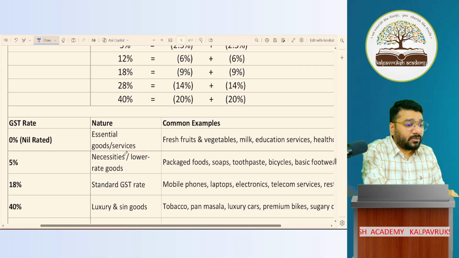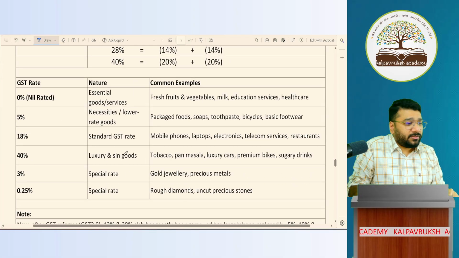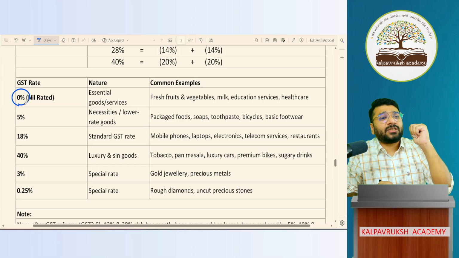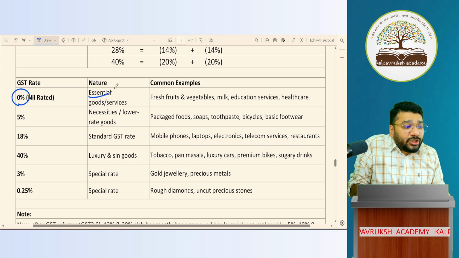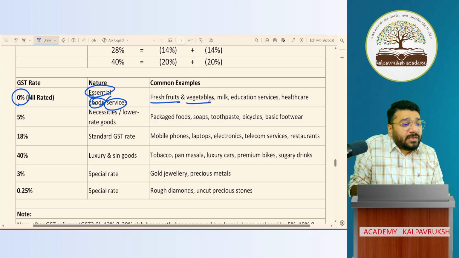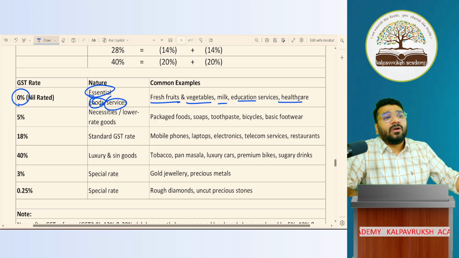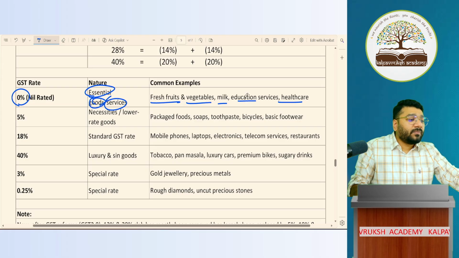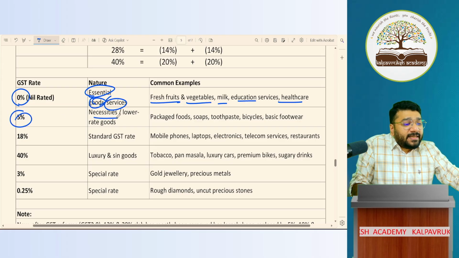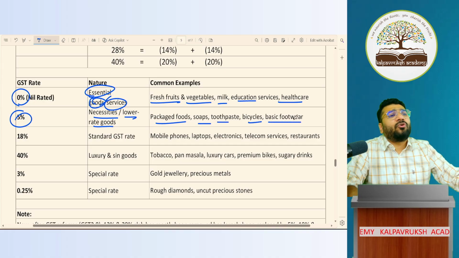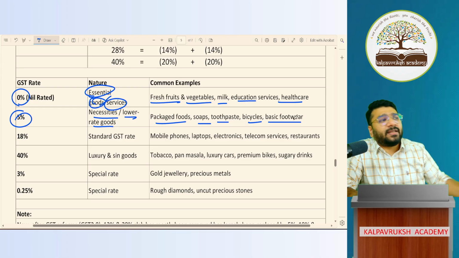Now, I'm giving you a little bit more knowledge. 0% is charged on what products? Essential goods and services: fresh fruits, vegetables, milk, education services, healthcare. On these, it is 0%. 5% for necessities, lower rated goods, packaged foods, soap, toothpaste, bicycles, basic footwear, basic products. The list for 5% is very big; I give a small example.